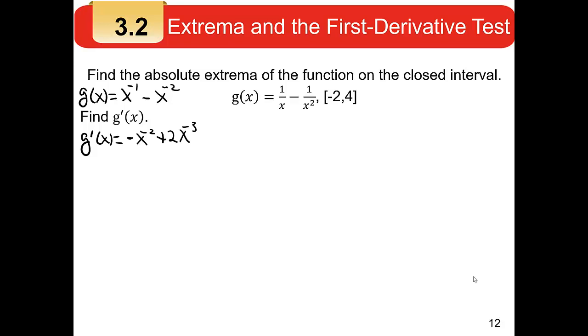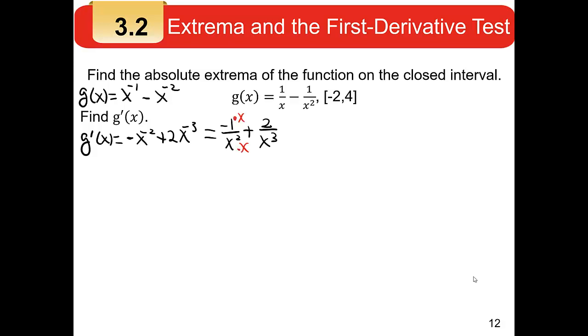So I've taken the derivative. Now I want to set it equal to 0. I know that I'm going to be dealing with plugging numbers back into the function and the derivative, so I might as well get rid of those negative exponents and change them back to positives. That's sort of the general strategy when you're actually plugging numbers into these functions. So that would be minus 1 over x squared plus 2 over x cubed.